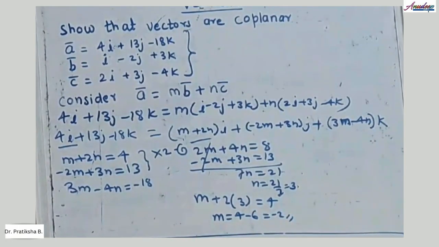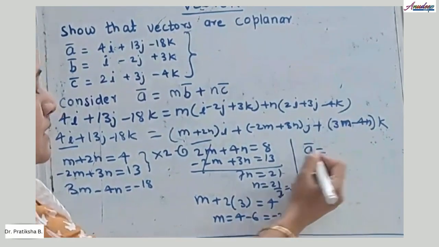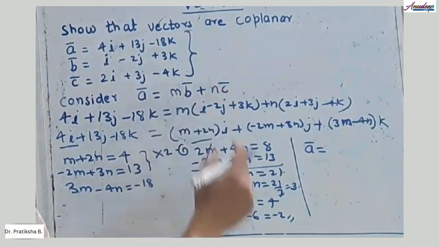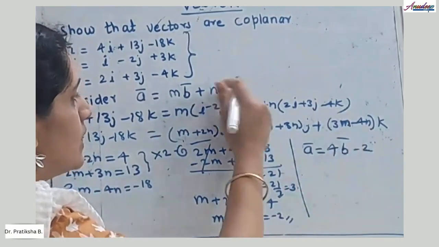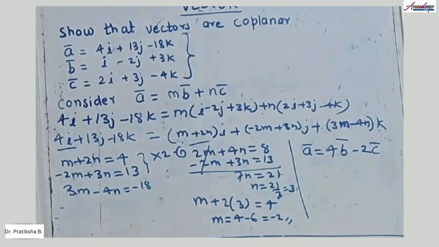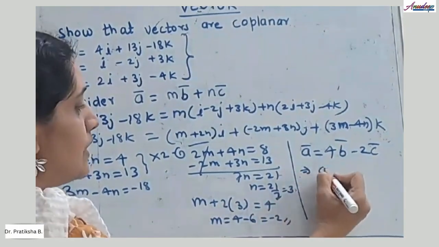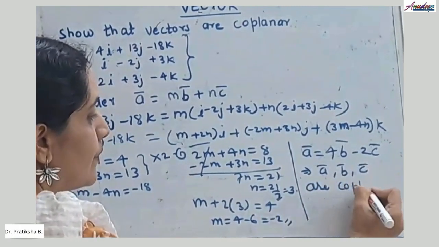So these are the values of m and n, and now we can express the vector a as a linear combination of the other two. So m being minus 2 into vector b, and n being 3 into vector c. As we can express it as a linear combination, we can say that these three vectors a, b, c are coplanar.